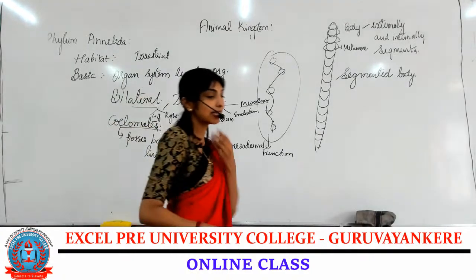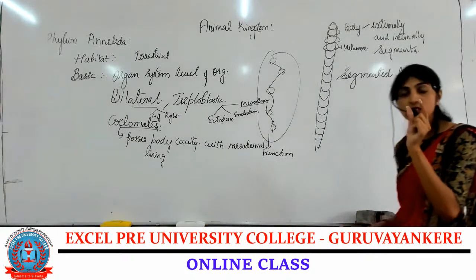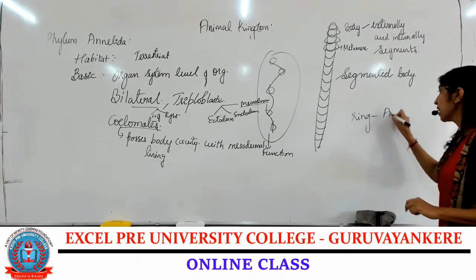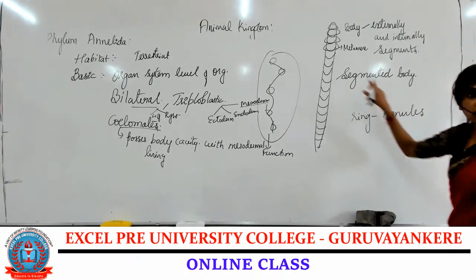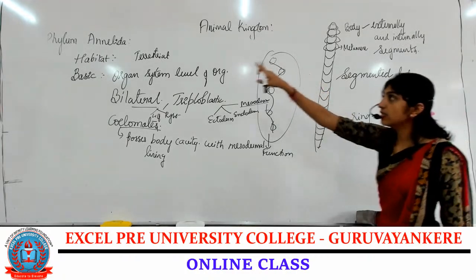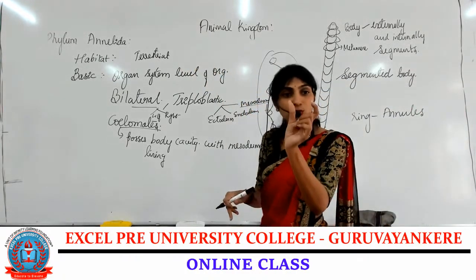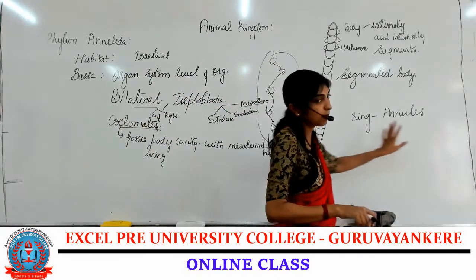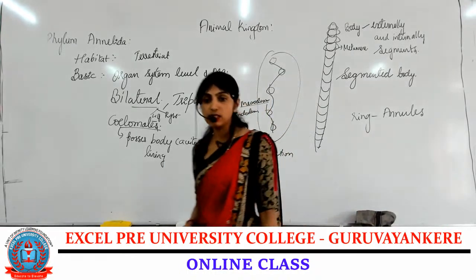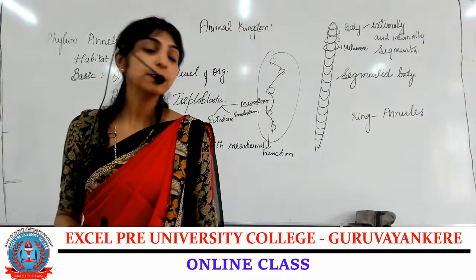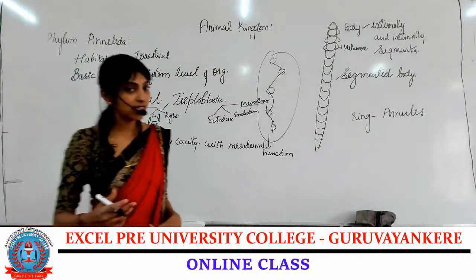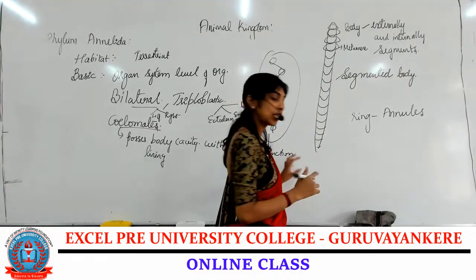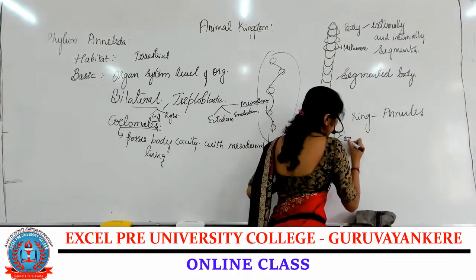In Greek or Latin, this metamere, or ring-like structure, is called annulus. Ring is nothing but annulus. Since the body of the organism has a ring-like structure, they have got the name Annelida. That means annulus-like, ring-like structure. That is why they have got the name annelids. Examples for the phylum Annelida: which worms can you see with a segmented body? Earthworm.